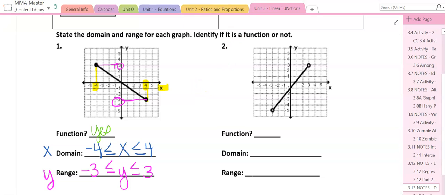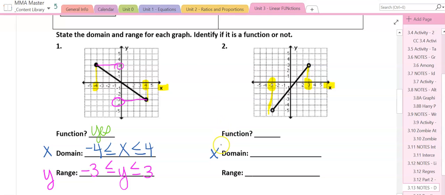So now let's go over here and do our domain again. As a reminder, domain is all of our x values, and we're going to look at the domain. This one is my x-axis. It goes all the way from -3, but it doesn't include it. That is an open dot, all the way over to +3.